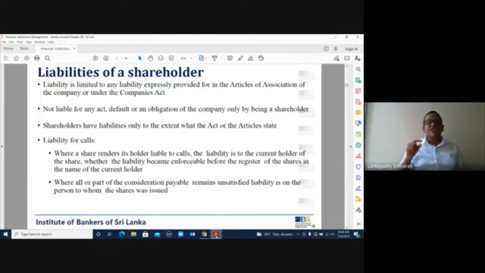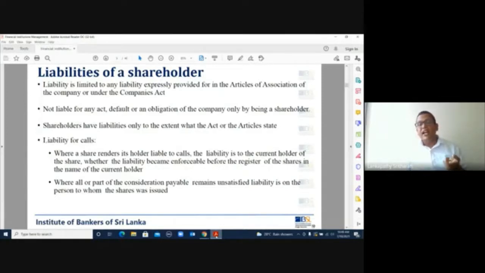The third one is shareholders have liabilities only to the extent of what the Act or articles state. I'm reiterating, but the third point, shareholders have liability only to the extent of what the Act or articles state. Then the liability for call: these are some things mentioned in the Act where a shareholder, a share holder, is liable to call.